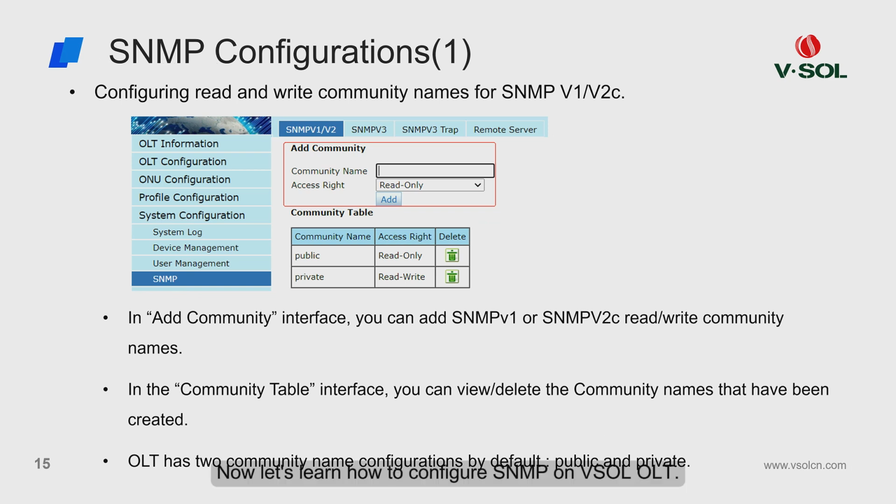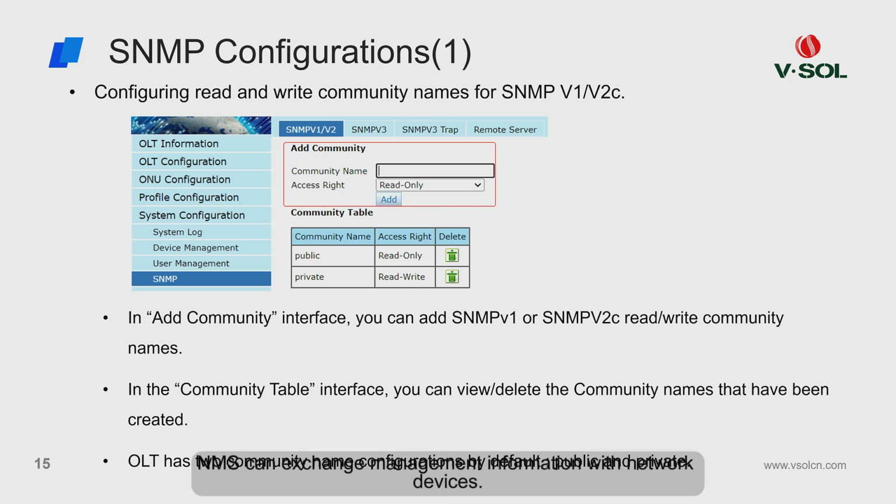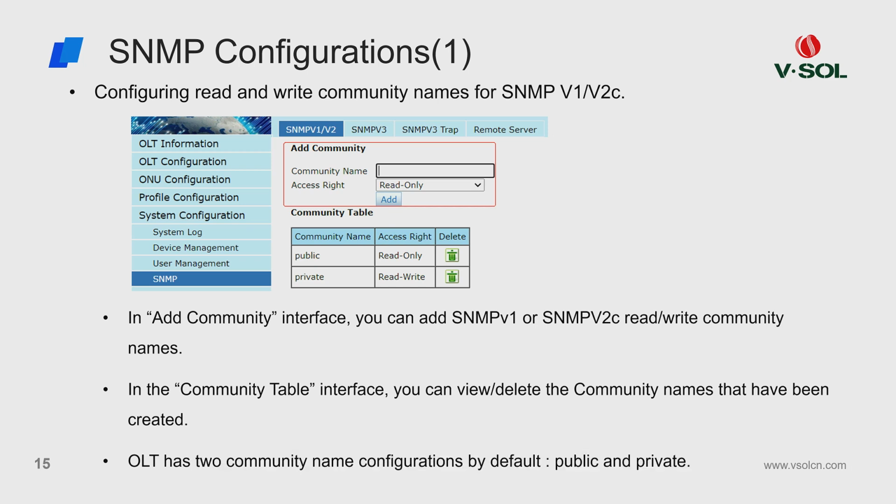Now let's learn how to configure SNMP on VSOL OLT. The SNMP community performs authentication and authorization to ensure that only authorized NMS can exchange management information with network devices. OLT has two community name configurations by default, public and private. They correspond to read-only and read-write.